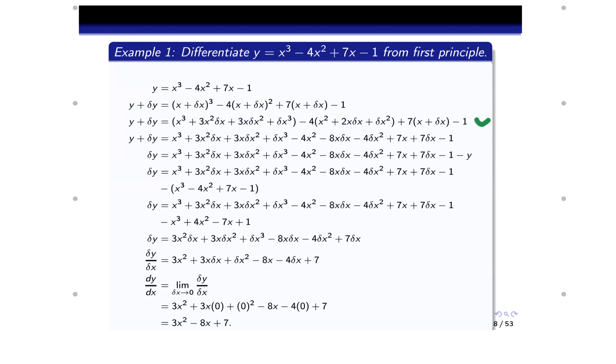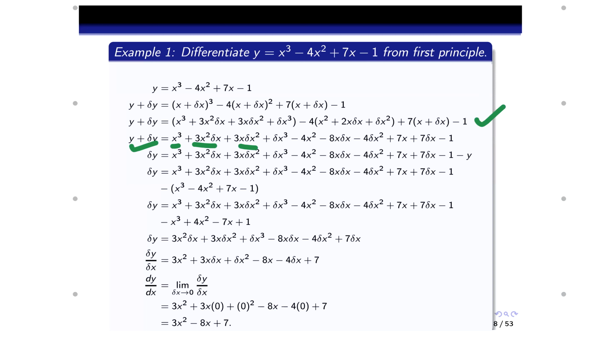So the next thing is to open things up. So you have y plus delta y. So this is x cubed plus 3x squared delta x plus 3x delta x squared plus delta x cubed, minus 4x squared minus 8x delta x minus 4 delta x squared plus 7x plus 7 delta x minus 1. But don't forget, you have y plus delta y here. And at the end of the day, you're looking for delta y over delta x, whose limit you find to get dy dx.